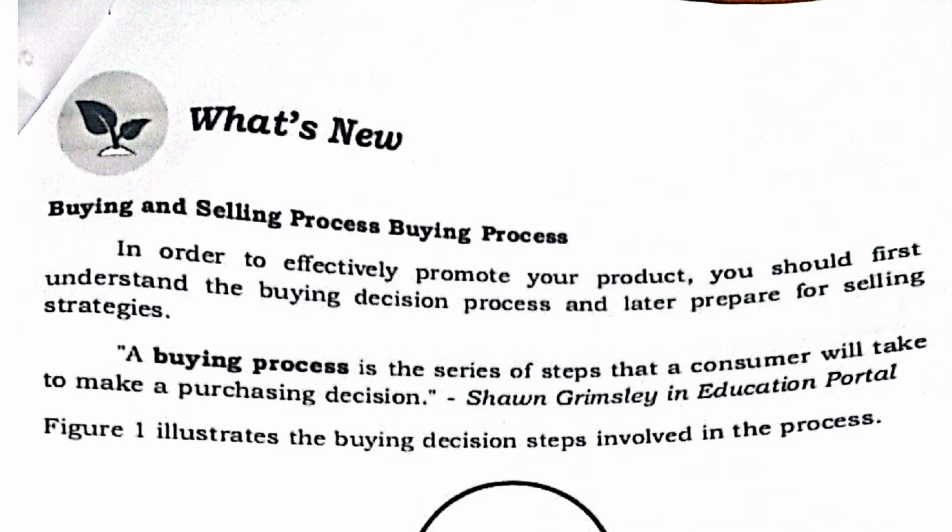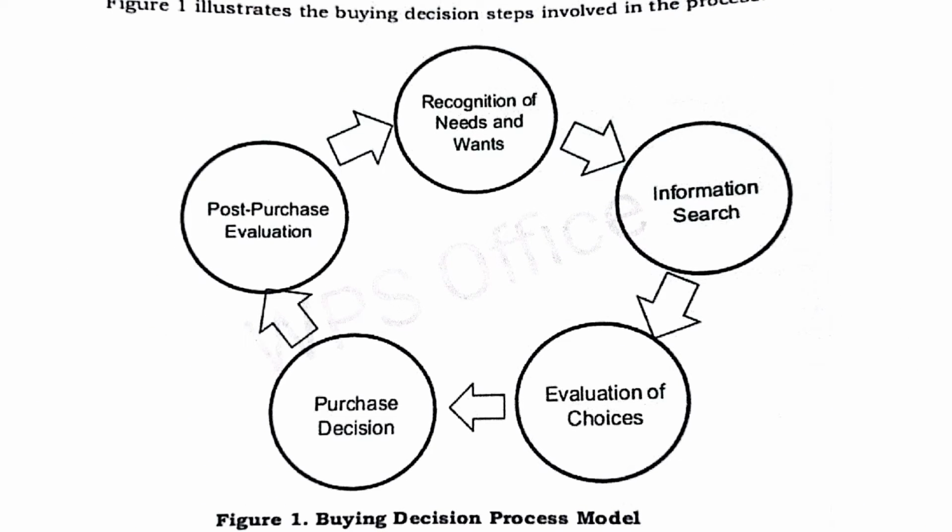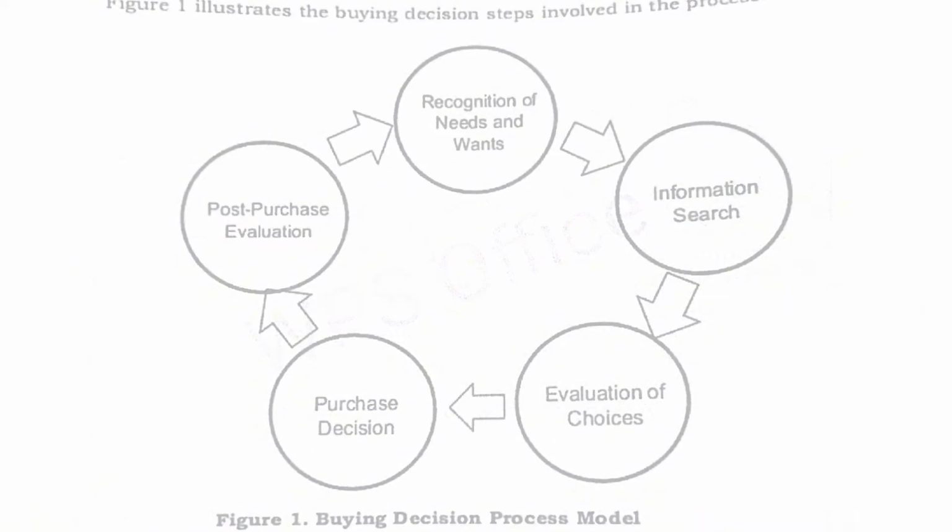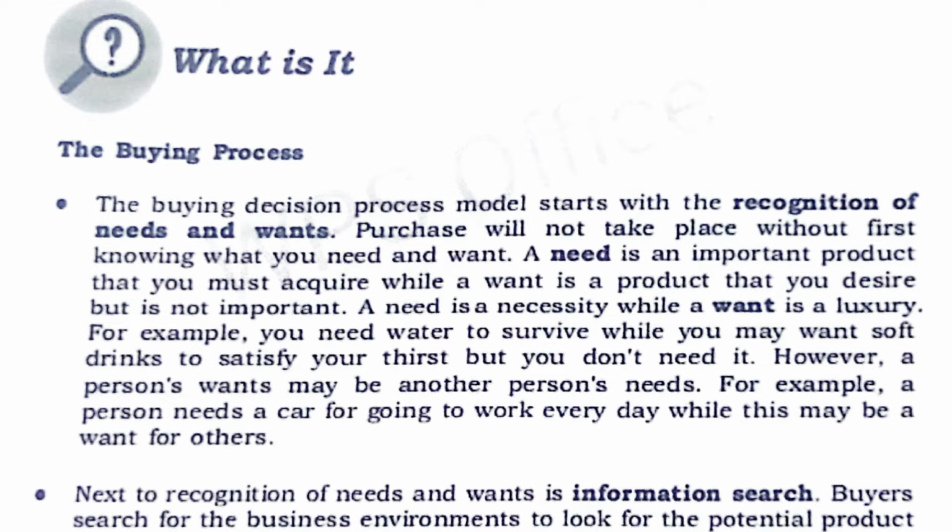What's New? Buying and selling process. In order to effectively promote your product, you should first understand the buying decision process and later prepare for selling strategies. A buying process is the series of steps that a consumer will take to make a purchasing decision, by Sean Grimsley, an education portal. Figure 1 illustrates the buying decision steps: recognition of needs and wants, information search, evaluation of choices, purchase decision, and post-purchase evaluation.